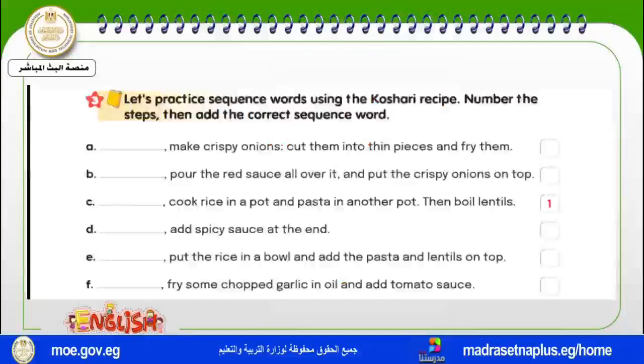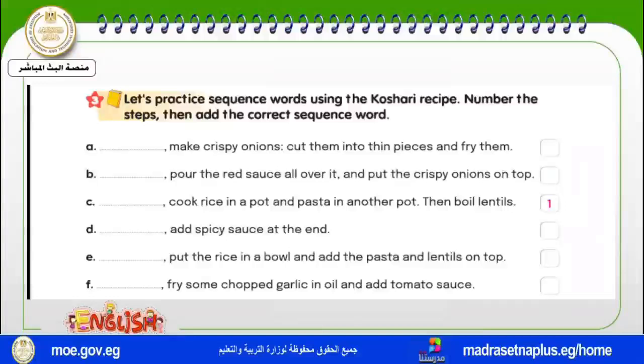Now, let's go back to our koshery dish and use the sentences, putting them in order to express the right way to cook the recipe. We have here six sentences. We are going to put them in order.